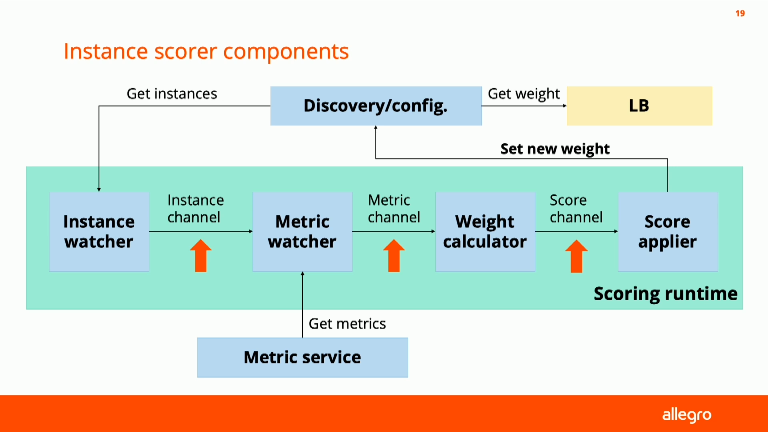Instance watcher, we are scoring every 60 seconds. We didn't find any issues in that. Maybe it's possible to score more often, but we have a lot of instances, so we don't want to set too many weight changes to the load balancers. It's of course possible for a discovery service to push the data to instance watcher, and then as soon as you get instances, you will get new scores.